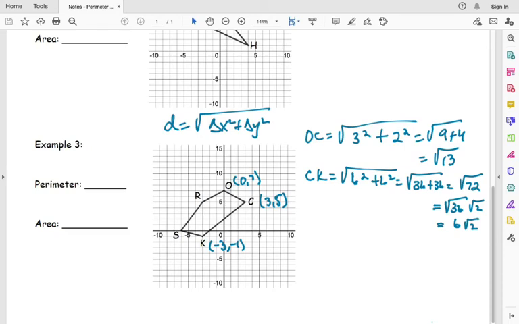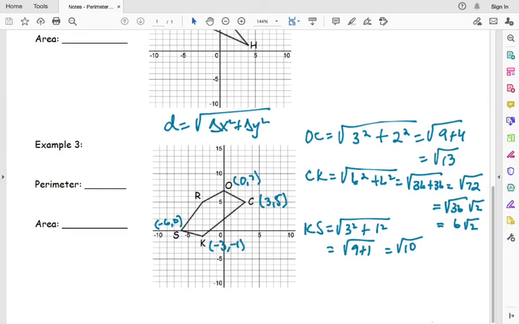All right, now let's do K to S. So S is at the ordered pair (-6, 0). So when you go from -6 to -3, that's a distance of 3 for the x's. My y's go from -1 to 0, so that's a distance of 1. So that's going to be 9 plus 1, which is the square root of 10.